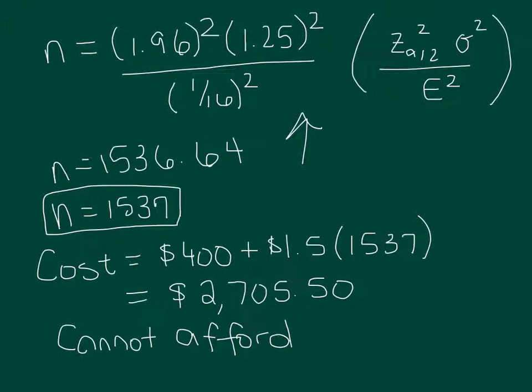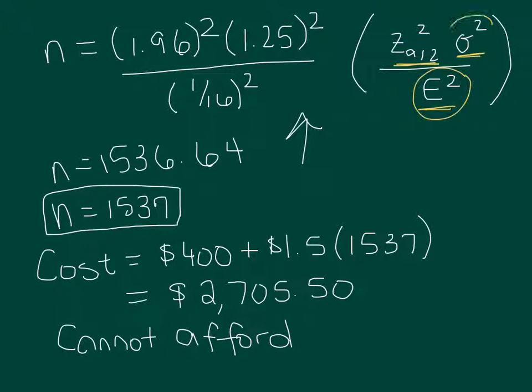And so the question is, what can we do to make this affordable? Right now, the population standard deviation can't change. 1.25 is what it is. We have an error of 1/16, which we could change, but we're pretty confident that's the error we want, so I don't think you want to change your error. So the last thing in this formula, if you look at the three pieces, we have a z, we have a sigma, and we have an e.